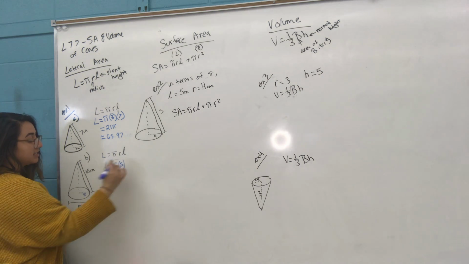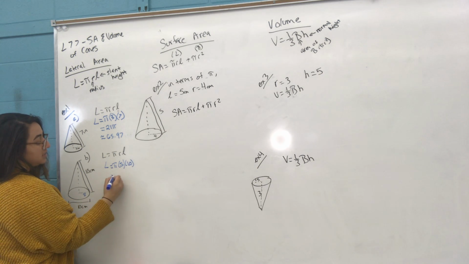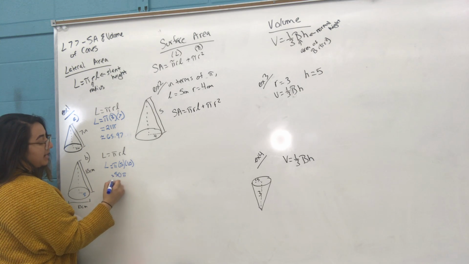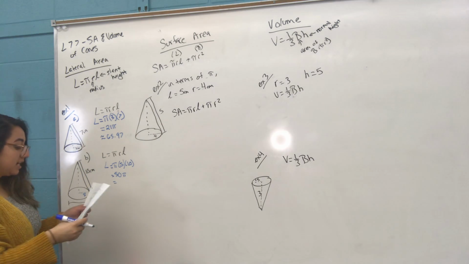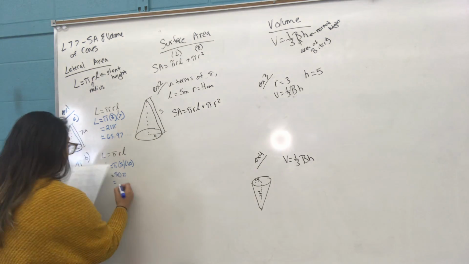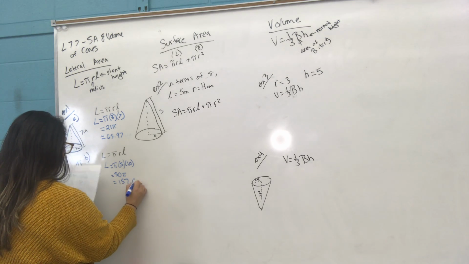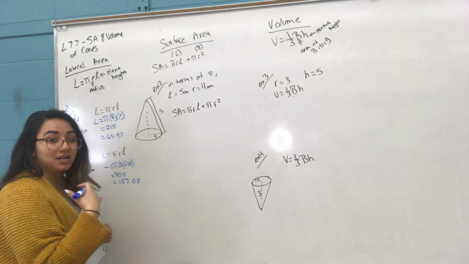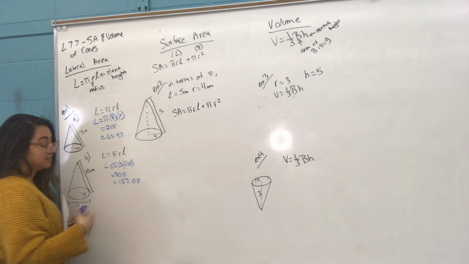Your slant height is the side, which is 10. Simplify this, you get 50 pi. Simplify again, 50 times pi, and you're rounding to the hundredths, you get 157.08. Do not put centimeters, do not put centimeters squared, just this.